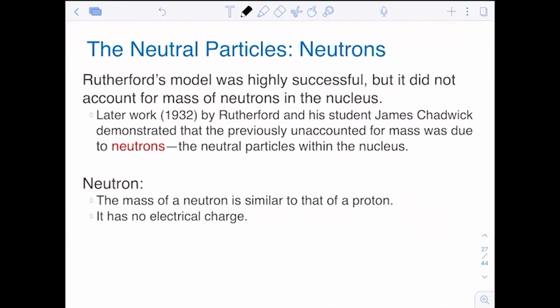What we also get from this was that the Rutherford model was highly successful, but it did not account for the mass of the neutron yet. That wasn't until 1932. Look at that year, 1932. A student of Rutherford's, James Chadwick, demonstrated the unaccounted mass was for neutrons, neutrally charged particles. The neutron has a mass that is similar to that of the proton, but it has no electric charge. That is less than 100 years old.